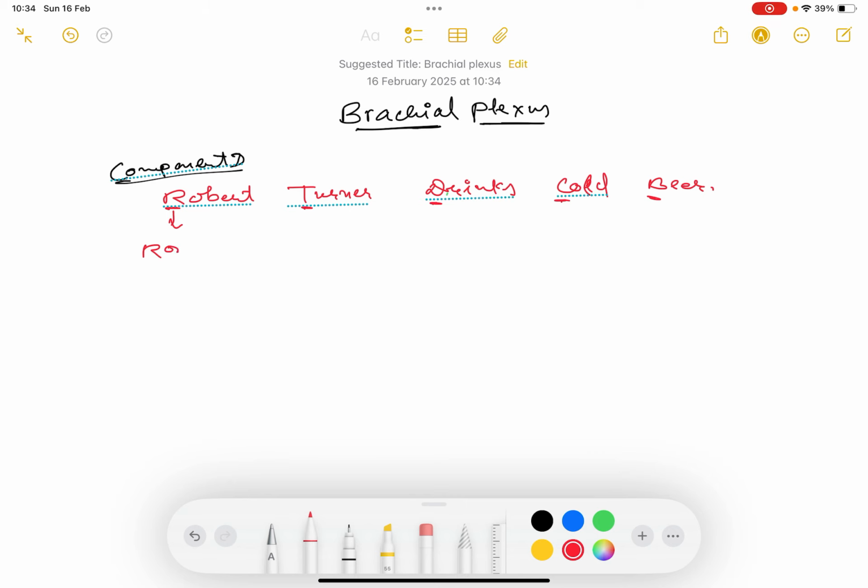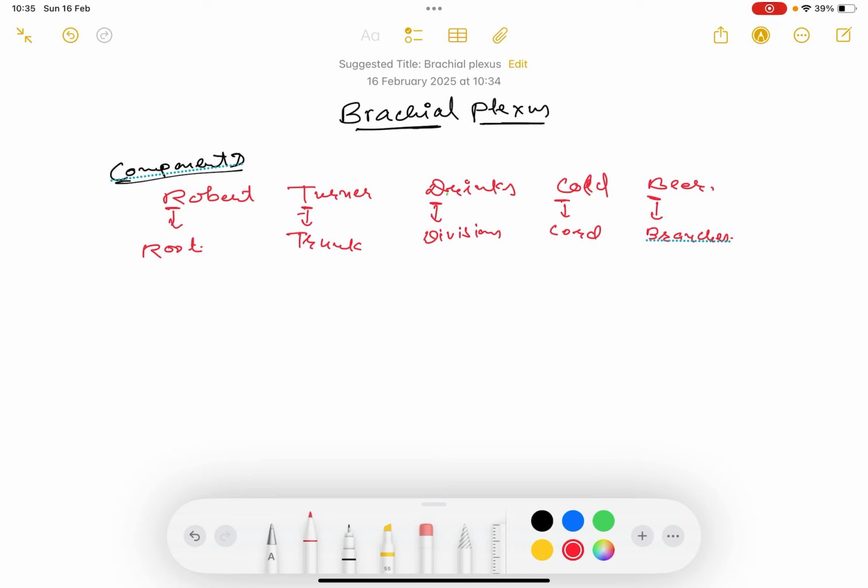R for root. The brachial plexus has some roots. T, trunk. D, divisions. C, chord. B, branches. Okay, so now let's remember this.